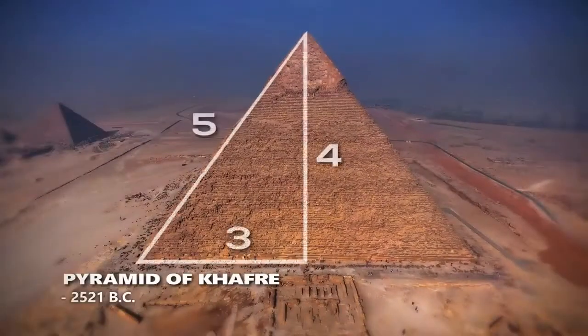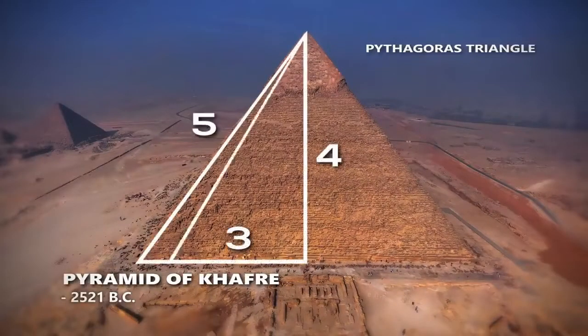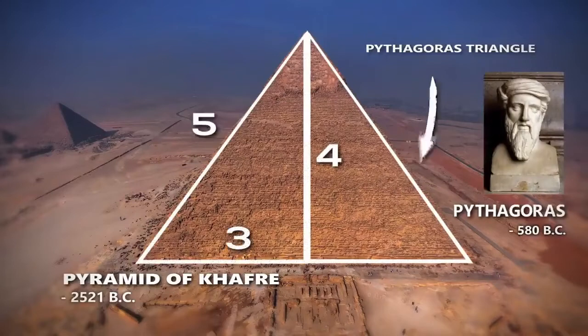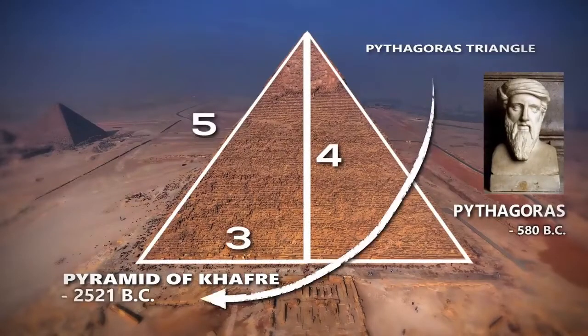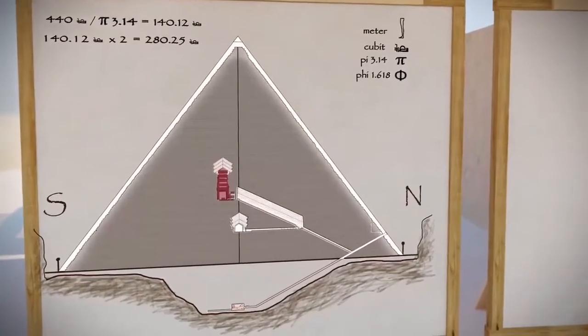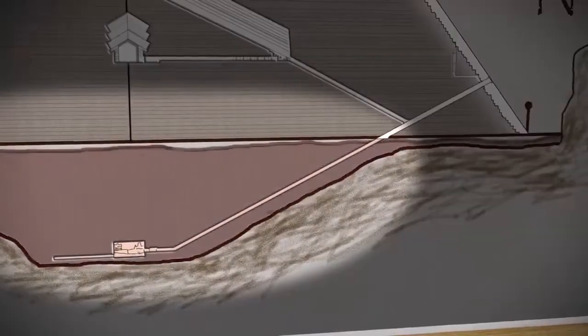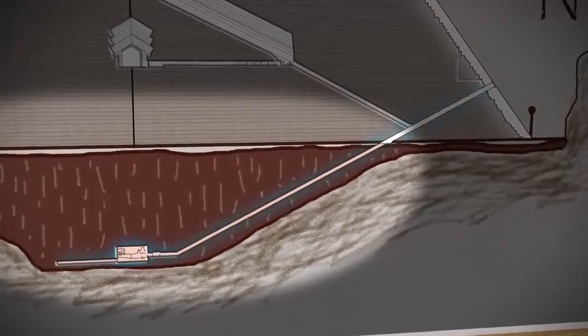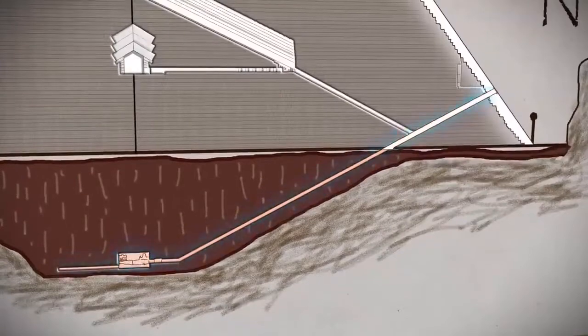Khufu's son Khafre chose another concept for his pyramid. That of the sacred triangle, 3, 4, 5, in symmetry, the Pythagorean triangle. By the way, it would seem that Pythagoras never existed. Here is the plan as it was drawn at the time. The large cavity was fitted with limestone concrete to make the underground chamber.